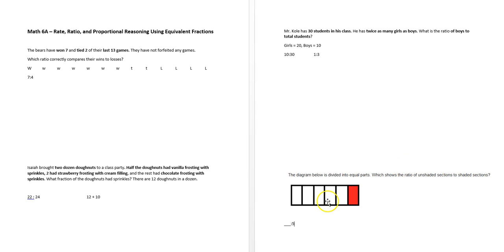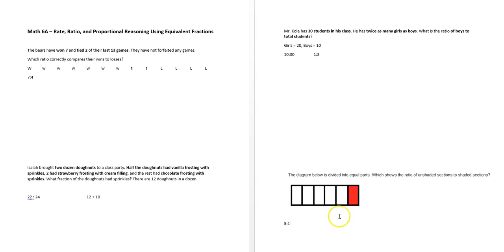Oh, unshaded to shaded. I'm sorry again. Need to read carefully, like I tell my students to. So the unshaded to the shaded. Unshaded is 5. And the number of shaded sections is 1. So our ratio is going to be 5 to 1.